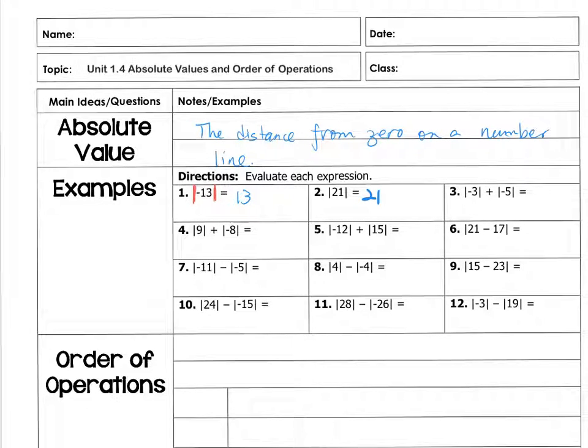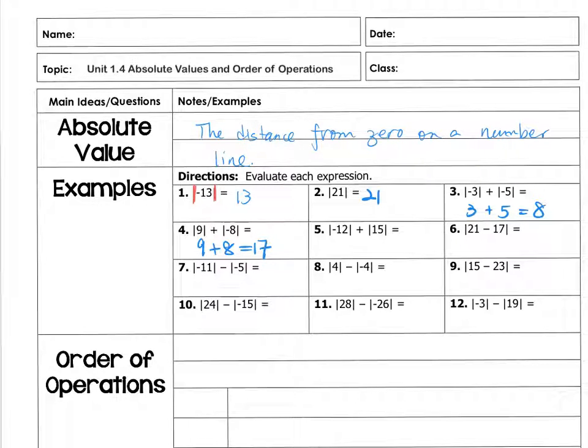So absolute value of 21 is just that. Absolute value of negative 3 is 3, plus the absolute value of negative 5 is 5. So the final answer of this is 8. And absolute value of 9 is 9, plus the absolute value of negative 8 is 8. And the final answer is 17.